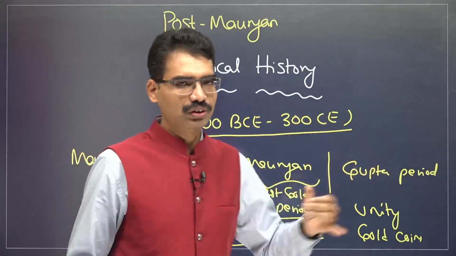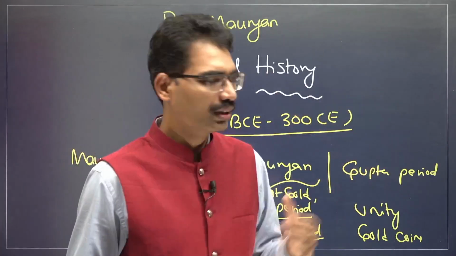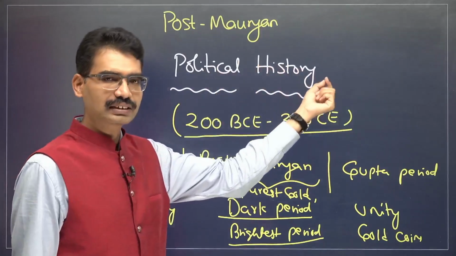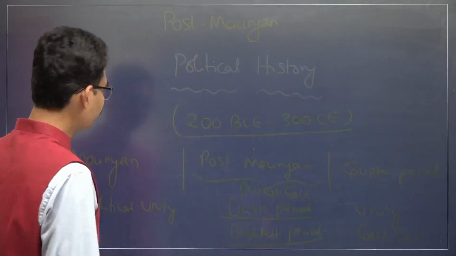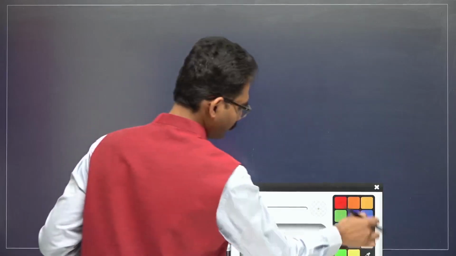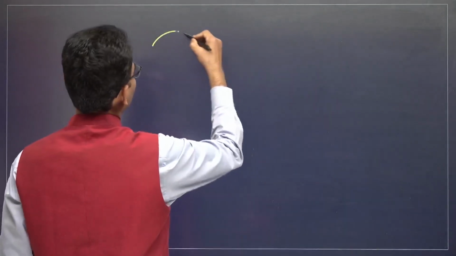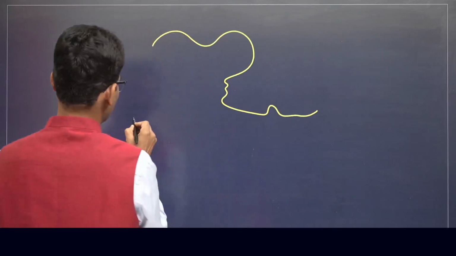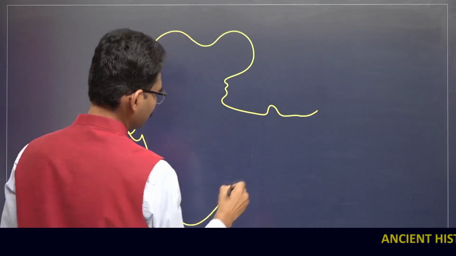Given this, time period wise it is 500 years. In these 500 years, so many political dynasties ruled the country. What are they? Now, this map contains so many prelims questions. This is the Indian subcontinent.